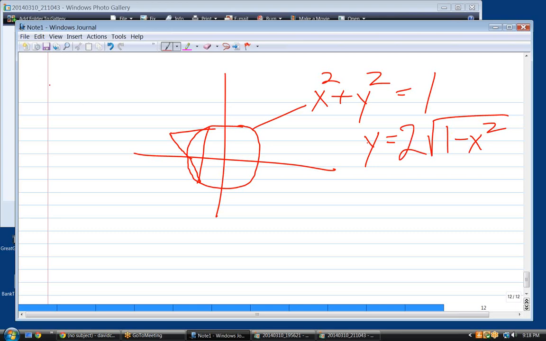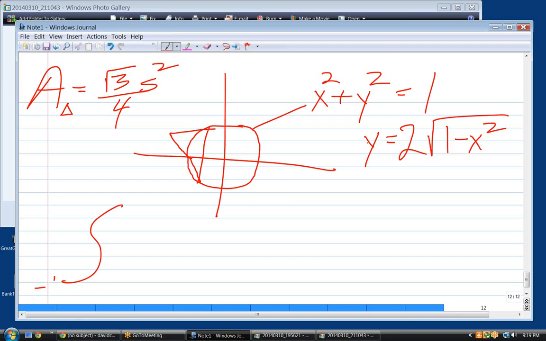What is the area of an equilateral triangle? It's base times height, and the height is the base times root 3 over 2. There's actually a formula for it. I believe it's root 3 over 4 times s squared, which makes this easy because we're going to integrate from what to what? From -1 to 1.